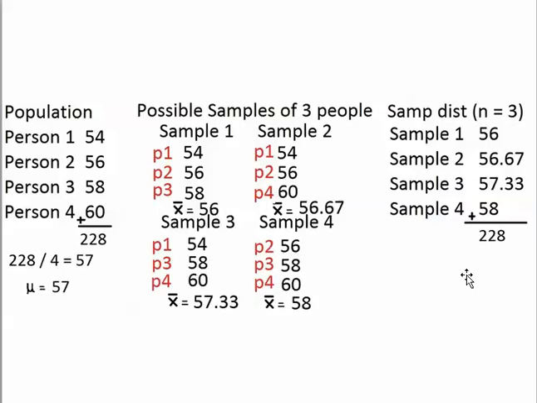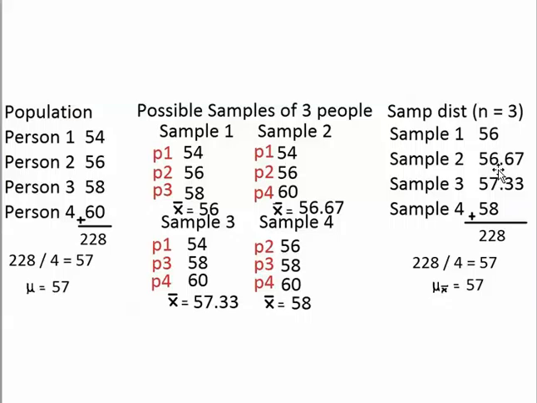Now if we added these 4 sample means of all possible samples of 3 and divided the total by 4, we would get 57. So once again, the population mean is at the center of the possible samples. These 2 samples have sample means that underestimate. These 2 samples have sample means that overestimate. But the population mean is still at the center.